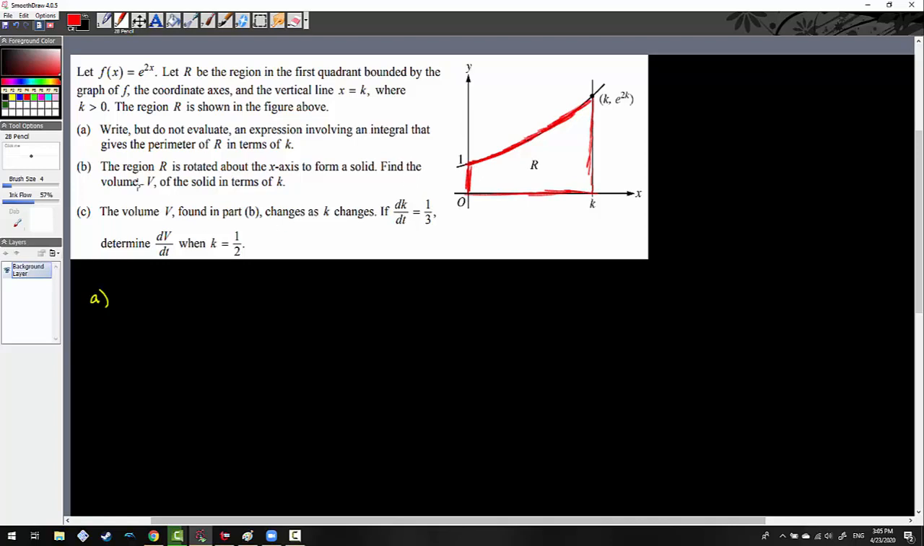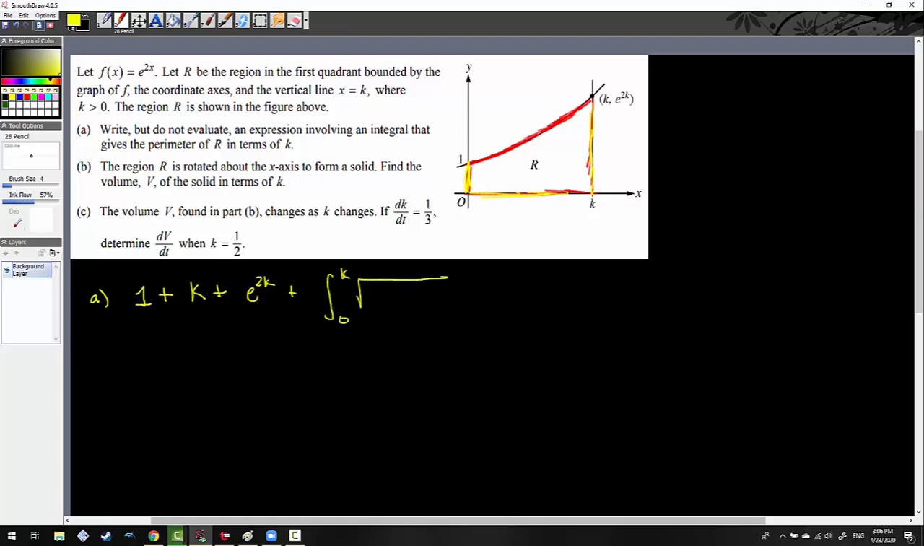So let's do the easy part first. Let's do the horizontal straight lines. Well, the first one on the left here is 1. Plus, the horizontal straight line here is a distance of k. And then the second vertical straight line is going to be e to the 2k. So that takes care of my 3 sides. And then, to find the fourth side, I'm going to integrate from 0 to k of the arc length.